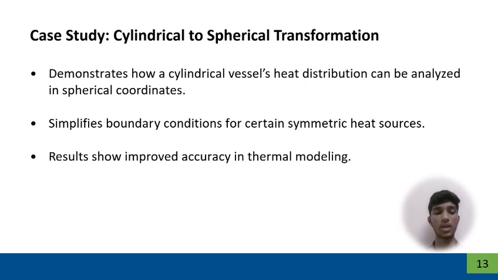In some cases, analyzing a cylindrical vessel using a spherical coordinate transformation can simplify boundary conditions. For example, if heat sources are centrally located, if symmetry can be exploited, or if the vessel needs a spherical approximation. This case study shows how transformed coordinates can lead to more accurate thermal predictions by reducing analytical complexity.